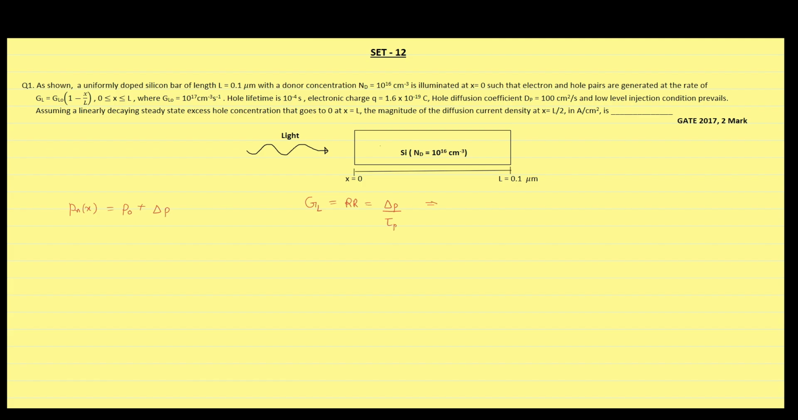You can write GL is equal to delta P divided by hole lifetime. Therefore, we will get delta P equal to GL into tau P. So, the hole concentration in n-type semiconductor can be written as P0 plus GL into tau P. Now, diffusion current density due to holes is equal to minus Q into diffusion constant of hole multiplied by concentration gradient of hole.